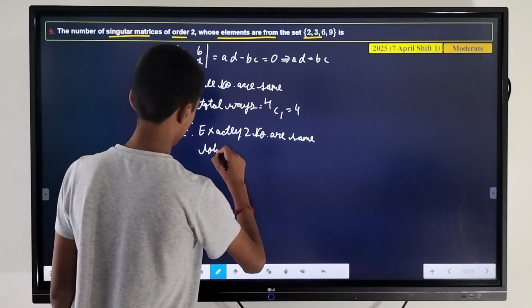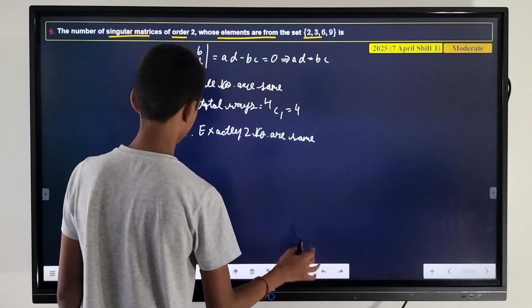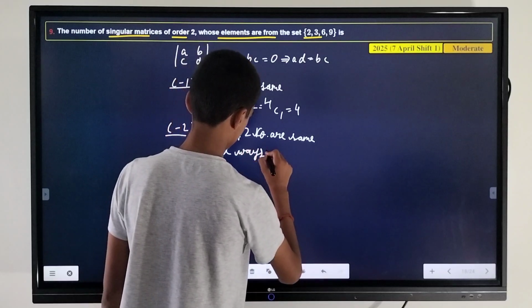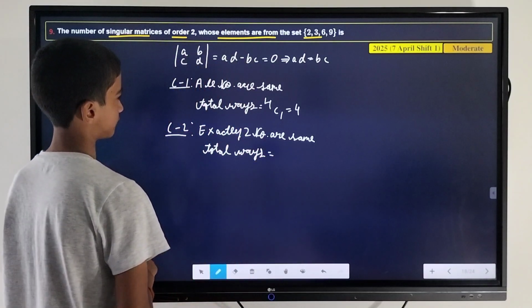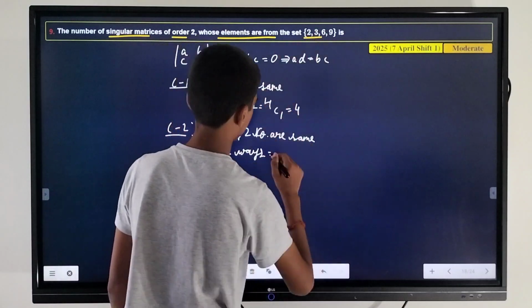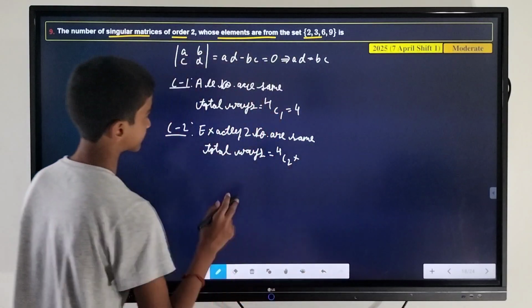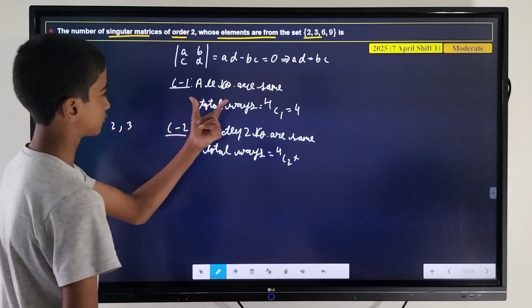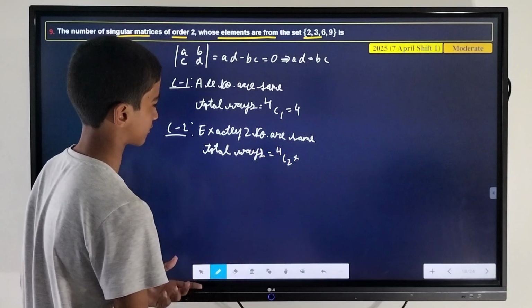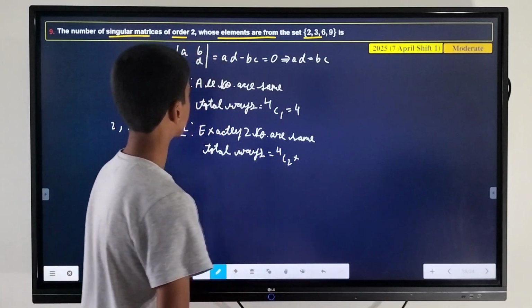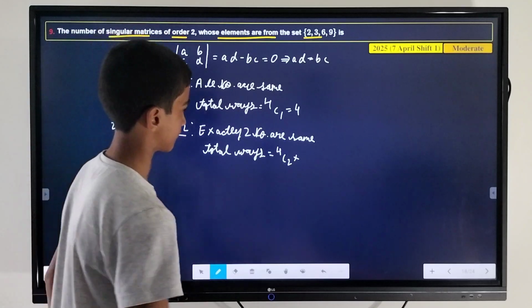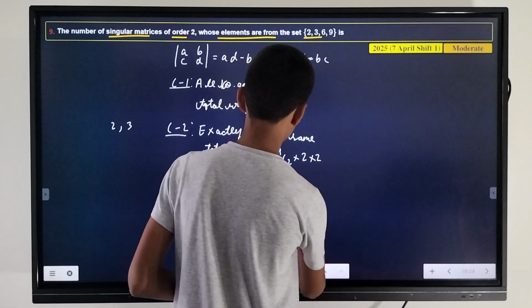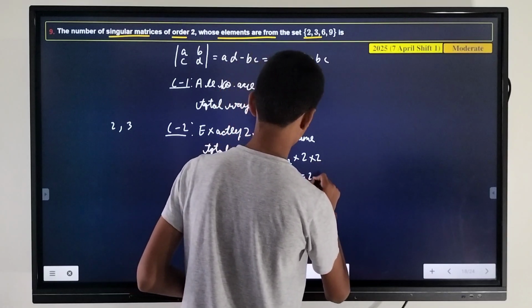Then we will get total ways is equal to, we will select 2 numbers from these 4 numbers, and let's say we have selected 2 comma 3. Then our determinant will be 2 2 in the first row and 3 3 in the second row, and we can say 3 3 in the first row and 2 2 in the second row. So into 2, and same for the columns, into 2. This is equal to 6 into 4, and this is equal to 24.